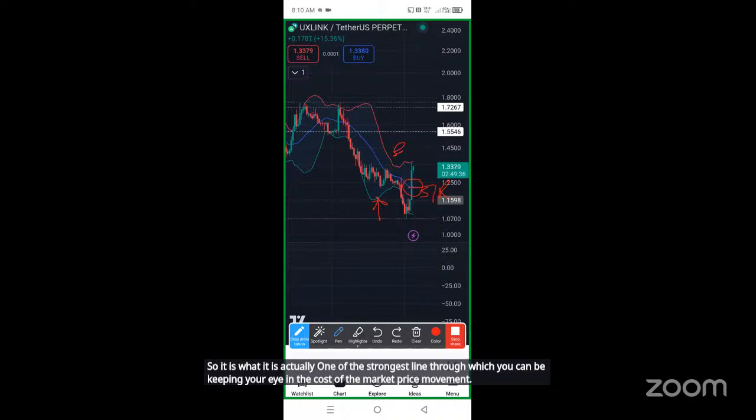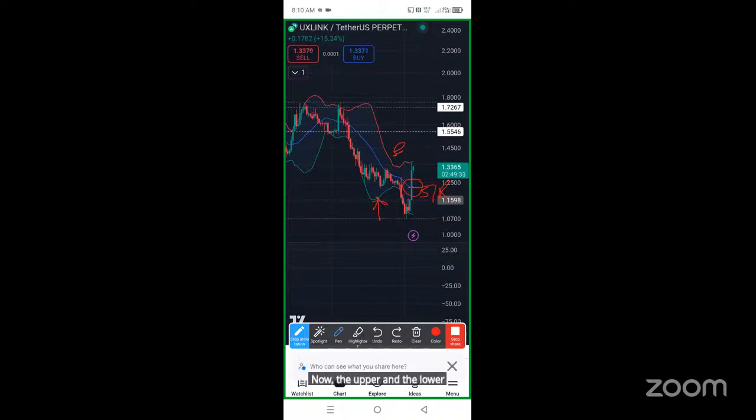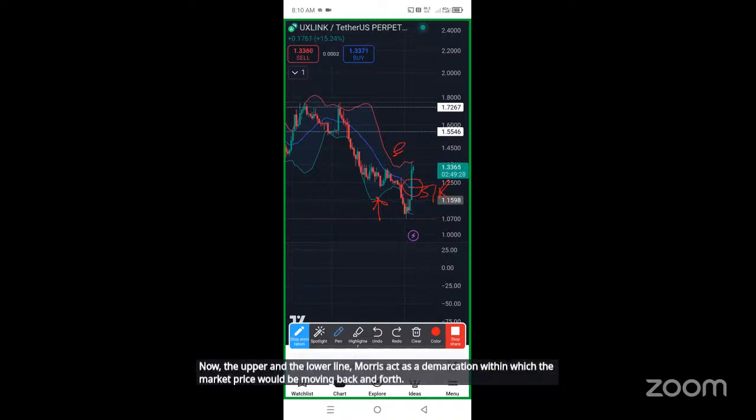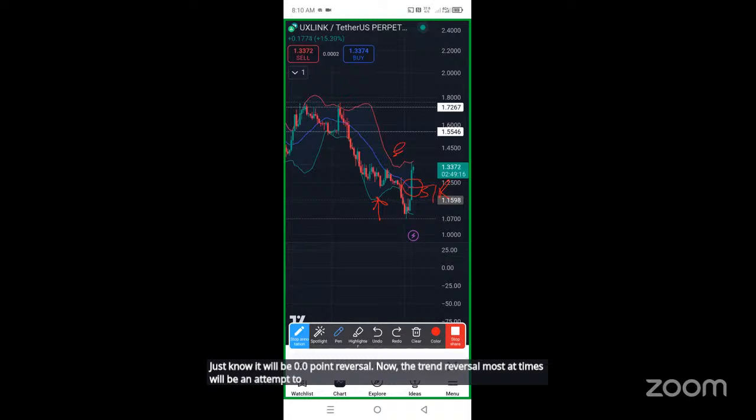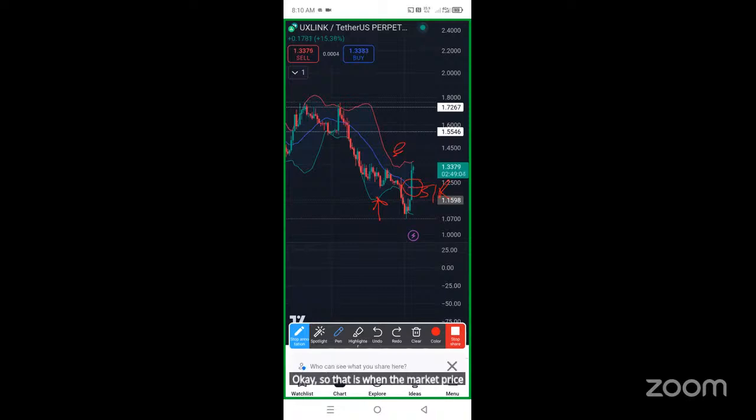Now, the upper and the lower lines more or less act as a demarcation within which the market price will be moving back and forth. Once the market price touches the upper line, just know it will be a point of trend reversal. Most times the reversal will be an attempt to gain momentum to cause a continuation of the previous trend, or it may be a complete reversal down to a downtrend. The same applies when it touches the lower line. It is also an indication of a trend reversal.